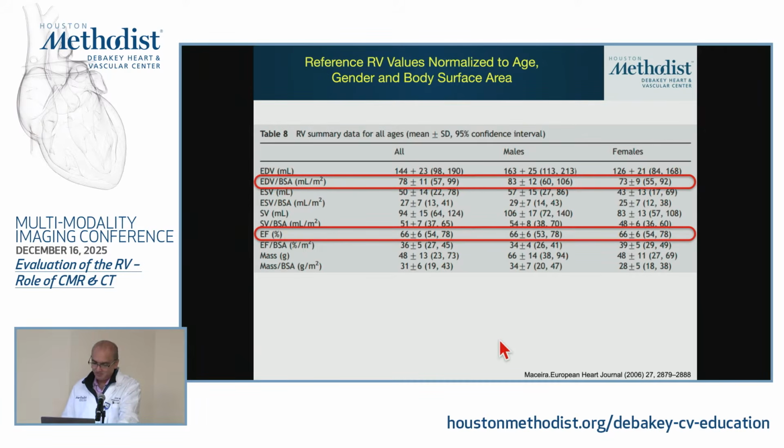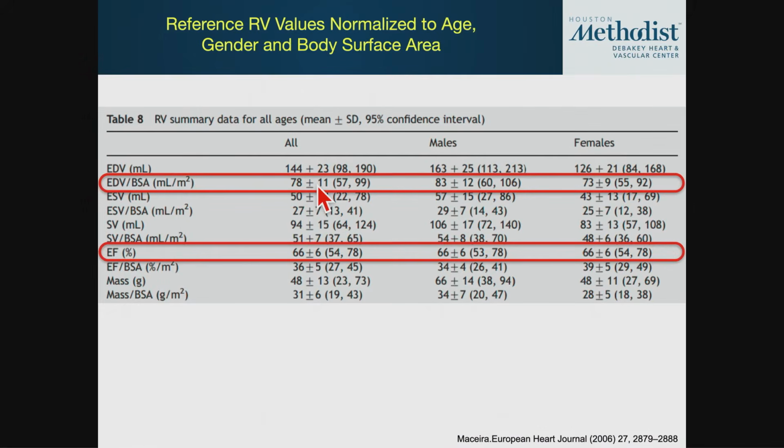So there are predefined population-based normal values for the right ventricle. And this is one particular study published in European Heart Journal almost 20 years ago, which defined normal volumes by end diastolic and systolic volumes, as well as ejection fraction for the right ventricle. And again, this is a population of normal healthy volunteers. And you'll notice there's differences between men and women, right? Men tend to have larger right ventricles than women, although the ejection fraction between men and women is similar.